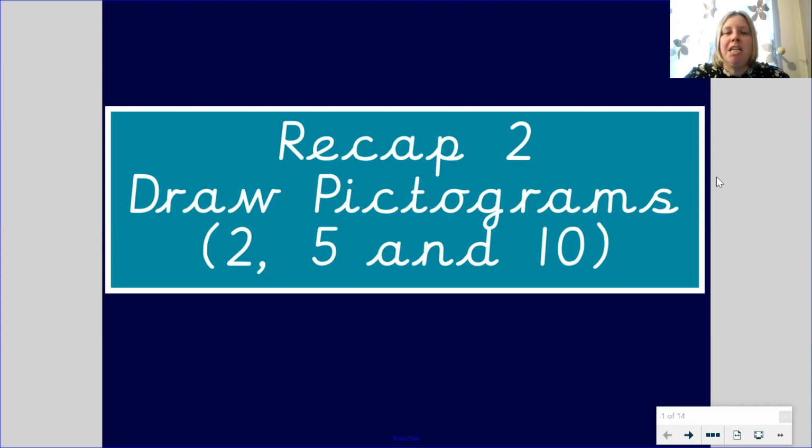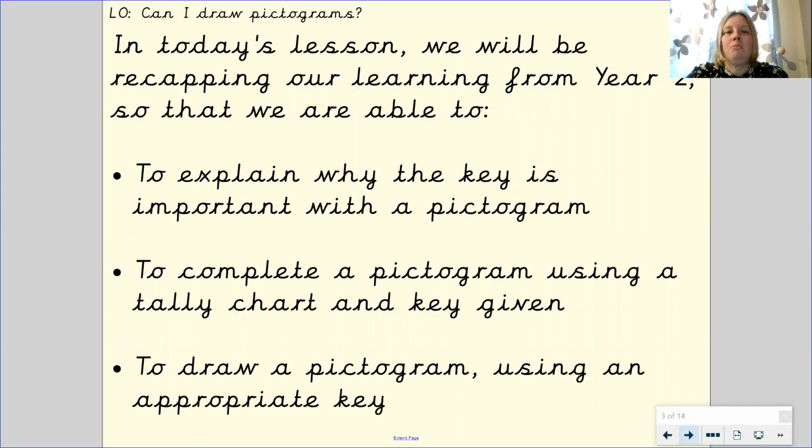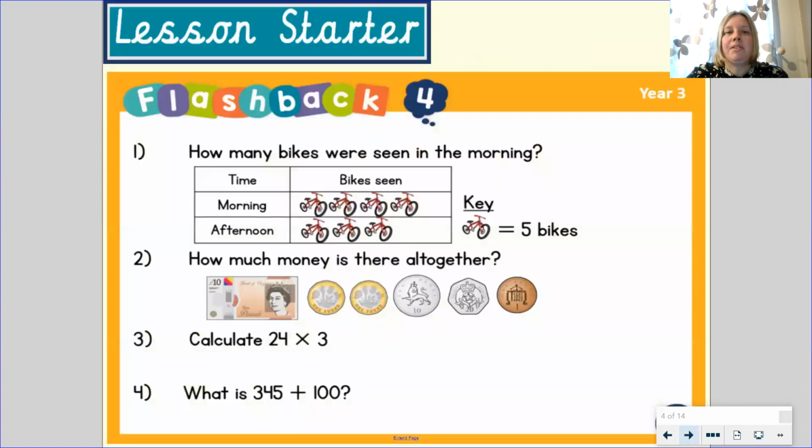Today, we are going to be recapping our knowledge of drawing pictograms. Our learning objective today is, can I draw pictograms? In today's lesson, we will be recapping our learning from Year 2 so that we are able to explain why the key is important with a pictogram. We will have a go at completing a pictogram using a tally chart and a key. Then we will have a go at drawing our own pictograms.